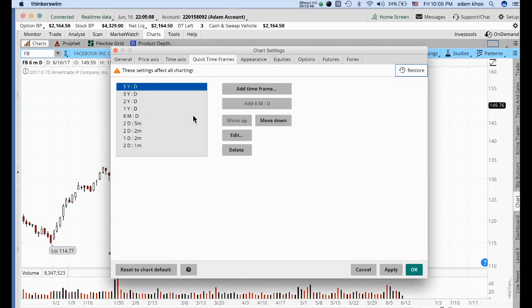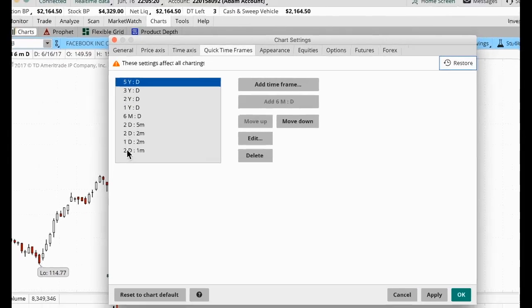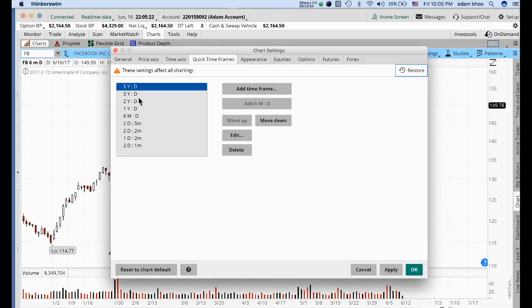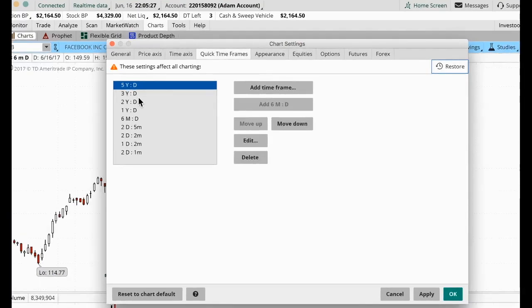Quick time frames. Over here you can put in the time frames that you like to go to quickly, so you configure your time frames. For me, when I'm doing swing trading or medium-term investing, I use daily candles. I like to configure 5-year daily candles, 3-year daily candles, 2-year daily candles, 1-year daily candles, and 6 months daily candles. So 1, 2, 3, 4, 5. These are my 5 preferred time frames.